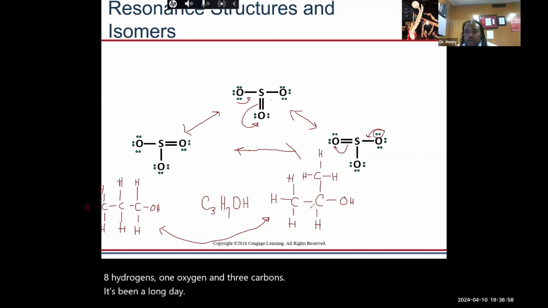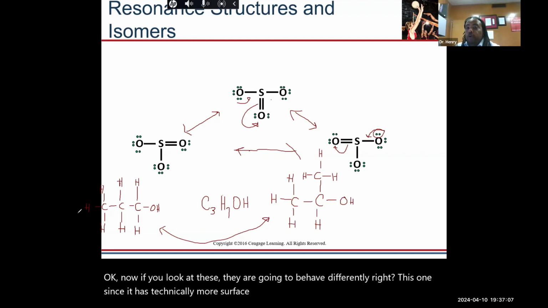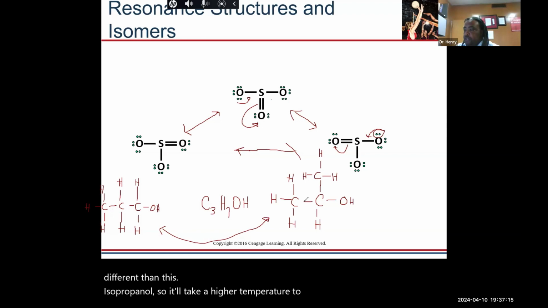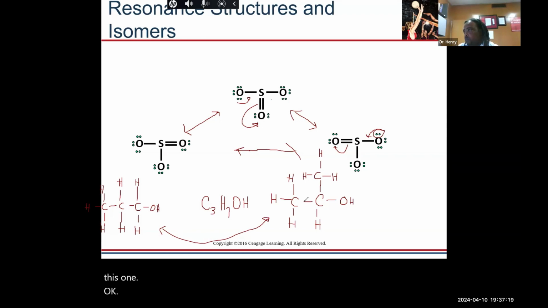Okay. Now, if you look at these, they are going to behave differently. This one, since it technically has more surface area, its boiling point is going to be different from this isopropanol. So it'll take a higher temperature to make this one boil compared to this one. Does that make sense? Can you see the difference between the two?